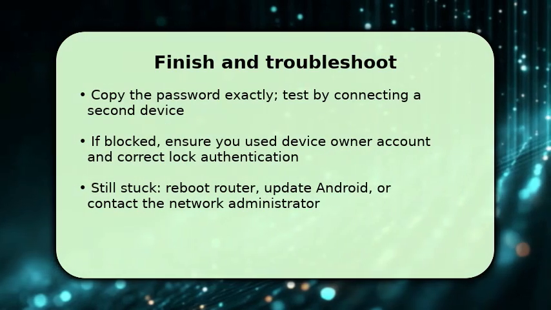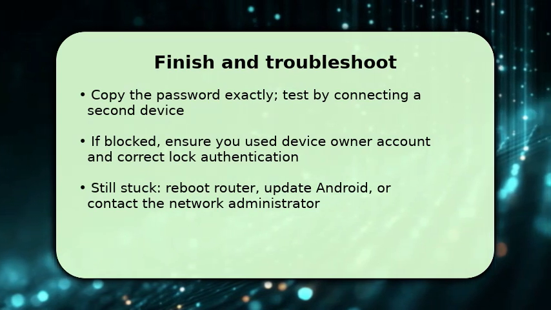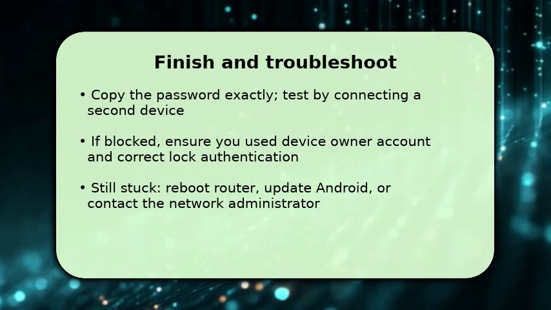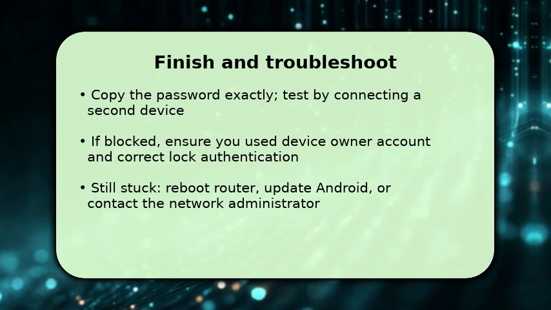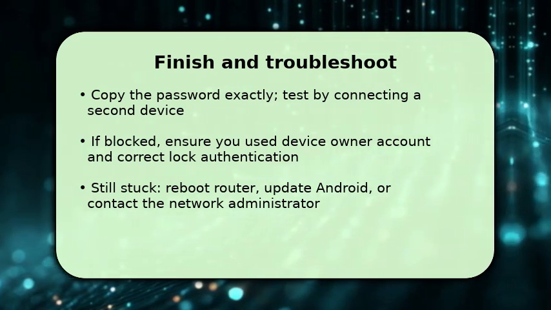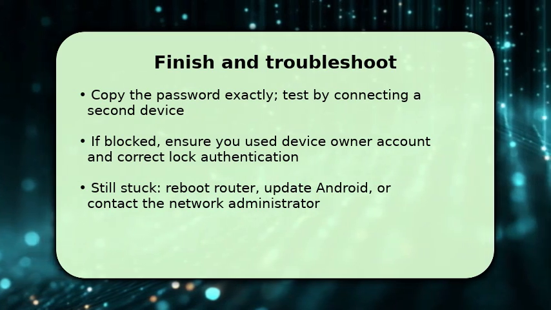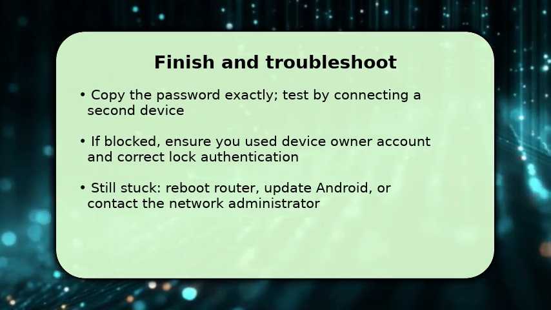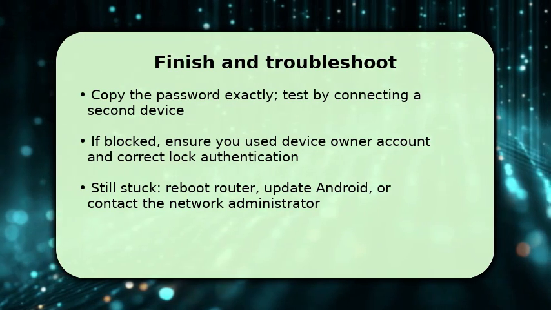Finish by copying the revealed password exactly, then connect a second device to confirm access. If you cannot see the share option or the password is hidden, make sure you are using the device owner account and authenticated with your lock screen. Without that, Android will not reveal credentials.